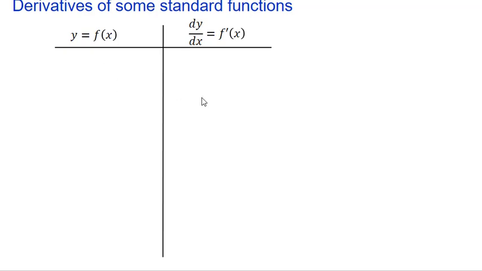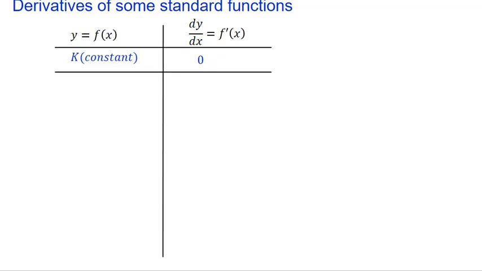Now if my function is a constant. Constant means what? Constant means a number whose value does not change. Something whose value does not change is a constant. So if my function is a constant function, that means whatever value of x I change, there is no effect on the value of the function. So in that case, the derivative is 0.